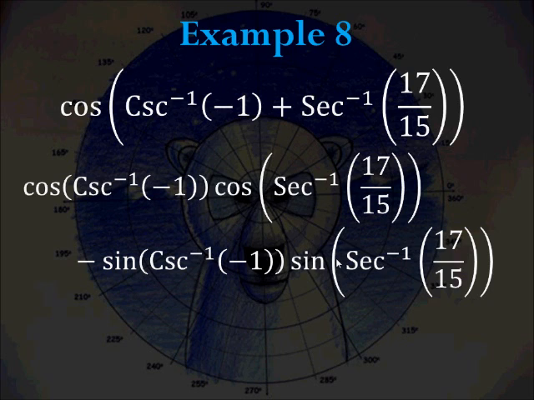So the cosine of the inverse cosecant of negative 1 times the cosine of the inverse secant of 17/15, minus sine of the inverse cosecant of negative 1 times the sine of the inverse secant of 17/15. We can knock some of these values out right away. First of all, we can figure out that the inverse cosecant of negative 1 is negative pi over 2. Remember, the range of the inverse cosecant is from negative pi over 2 to pi over 2. Negative 1 is at the beginning of that short curve.